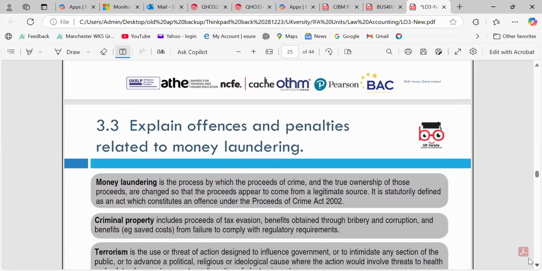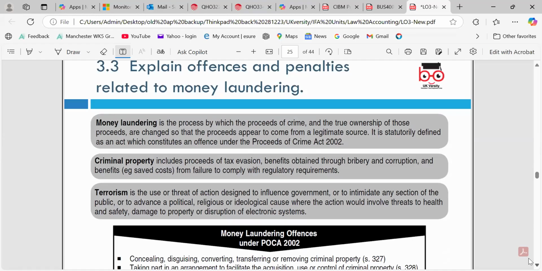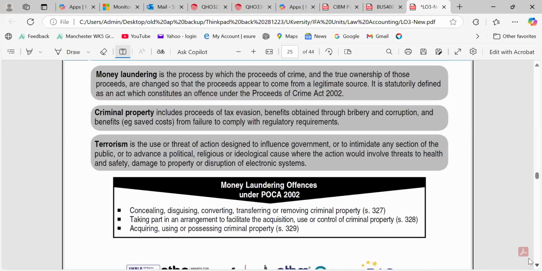Okay, then 3.3 is to explain the offenses and penalties related to money laundering. Money laundering is a process by which the proceeds of crime are handled; holding stolen goods can also be charged under this act. Proceeds appear to come from a legitimate source and are redefined, which constitutes an offense under the Proceeds of Crime Act 2002. Criminal property includes the proceeds of tax evasion, benefit obtained through bribery and corruption, and benefit and saved costs from failure to comply with regulatory requirements.